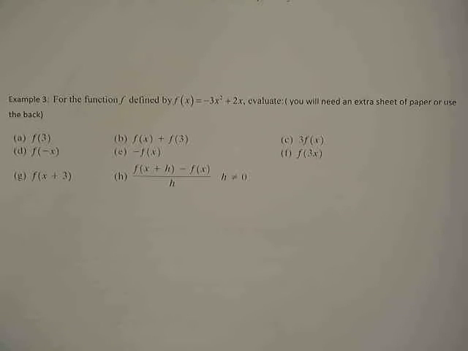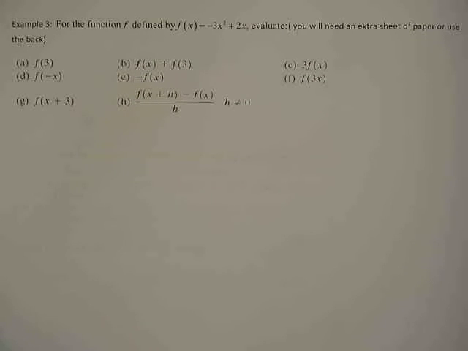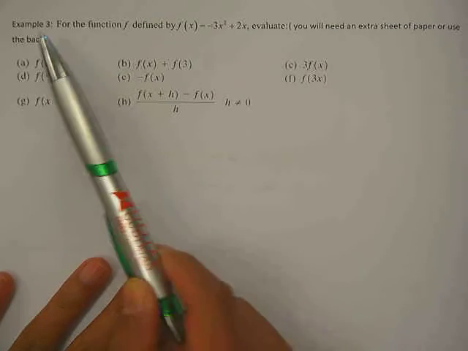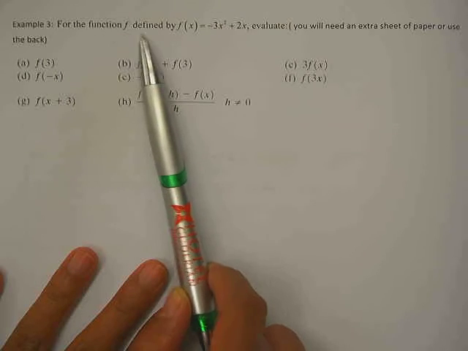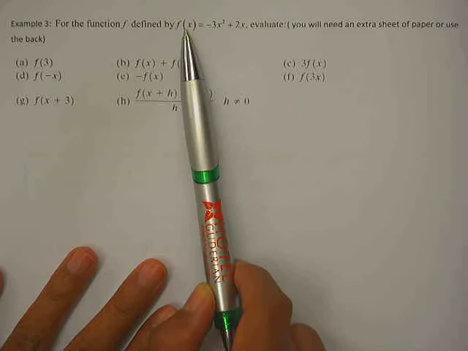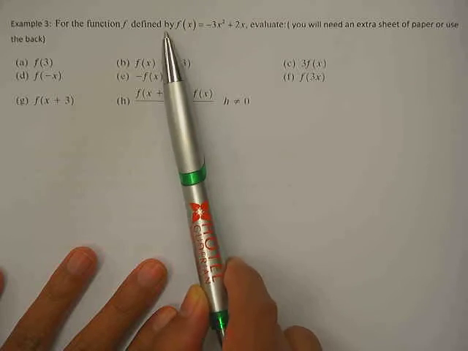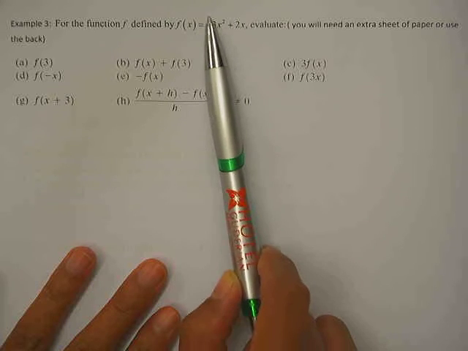Okay, this is example 3. And I'm thinking this is going to be our last one, okay? Here we go. Let me see if I can make it any more clear, because to me it's not very clear, but hopefully it shows up clearer than what I'm seeing. Example 3. For the function f, defined by f of x, this is your input, and f of x is your output. f of x is the same as saying y equals. So f of x equals negative 3x squared plus 2x.